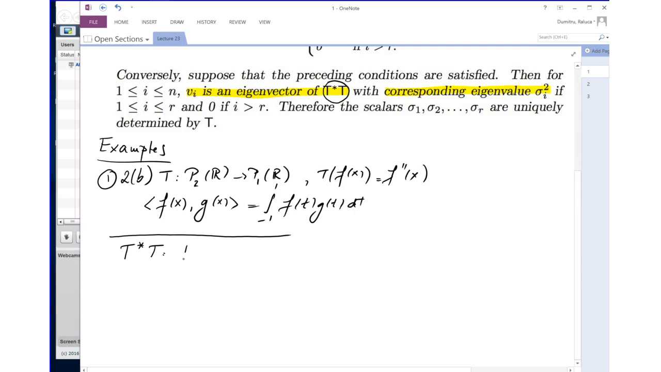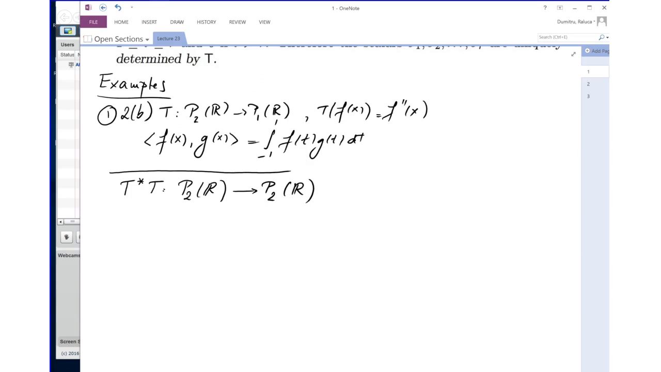T is defined on P sub 2 of R. It takes you into P sub 1, and then T star goes from P1 to P2. So T star T is defined on P sub 2 with values in P sub 2. That has dimension 3, right? So we're looking for a 3 by 3 matrix. But it has to be the matrix in an orthonormal basis, so we need an orthonormal basis for P sub 2.